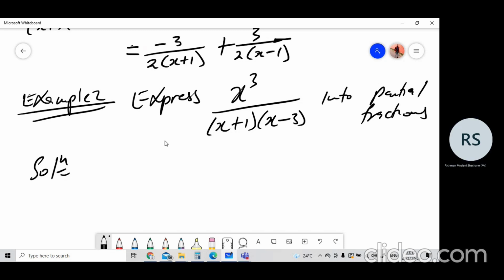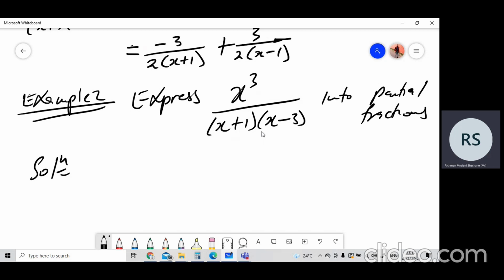Solution. You want to express this into partial fractions. What you notice here, the degree of the numerator now is greater than that of the denominator. You see the degree of the denominator is 2. You'll see after you multiply the brackets out, x times x gives x squared. The highest power of the denominator is 2 and the highest power of the numerator is 3. So the degree of the numerator is greater than 2.